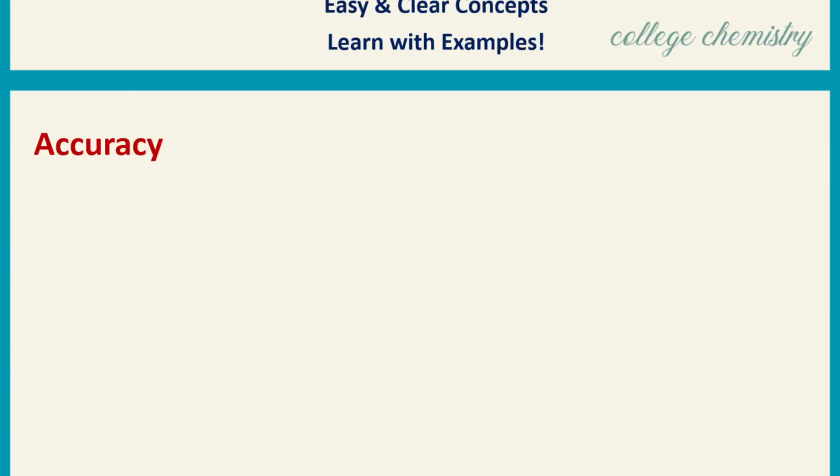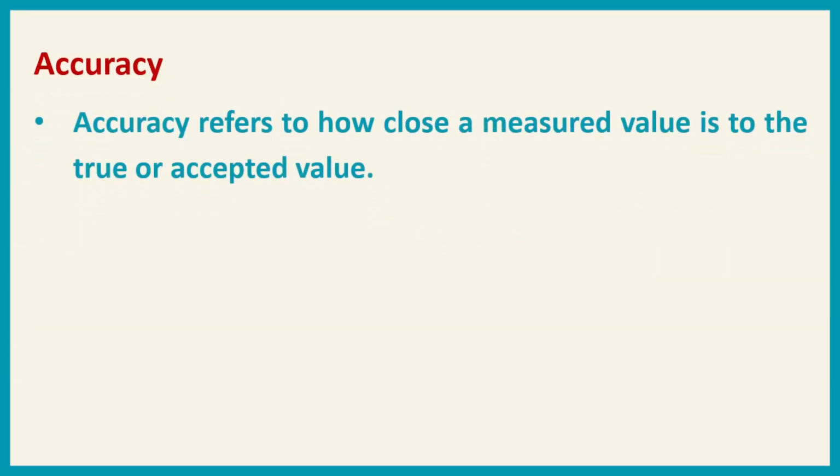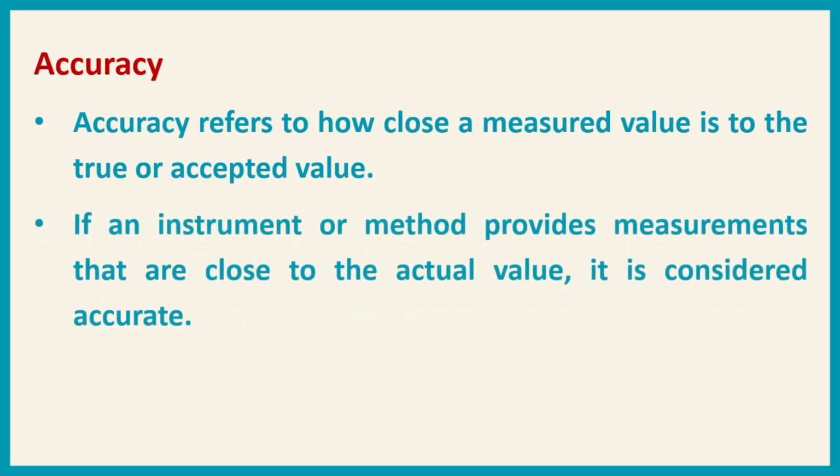Let us start with the term accuracy. Accuracy refers to how close a measured value is to the true or accepted value. Basically, it indicates the correctness of a measurement. If an instrument or a particular method provides measurements that are close to the actual value, it is considered accurate.